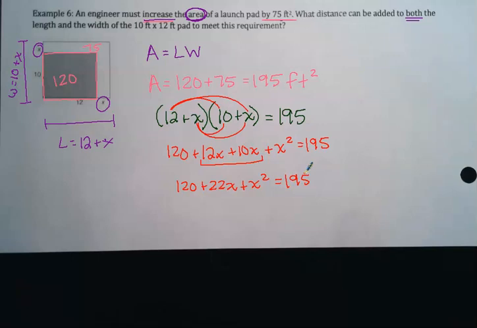Okay. This is not quite in the form that we want, right? One, this is not in descending order, it's ascending. So we need to change the order. But this is also not 0 over here. So I'll make this into 2 steps so we can see it. So first, let's change this. We're going to flip them around and say x squared plus 22x plus 120 equals 195.